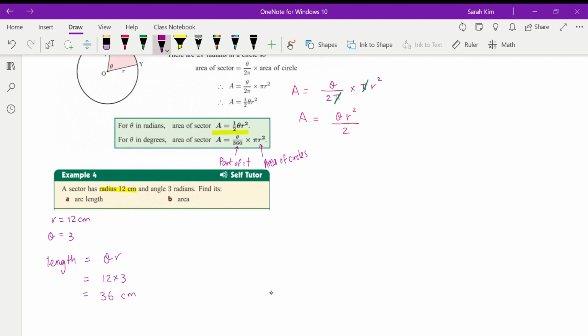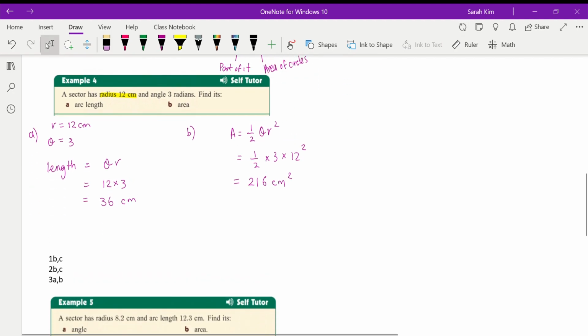And then area. The formula was half theta r squared, so all I have to do is go half times 3 times 12 squared. I'll just use a calculator for that. Which is 216 centimeters squared, because it's an area. Alright, you should be able to do all of these now. Make sure you go and do these. Make sure you write the examples down, and then we'll come back for example 5.